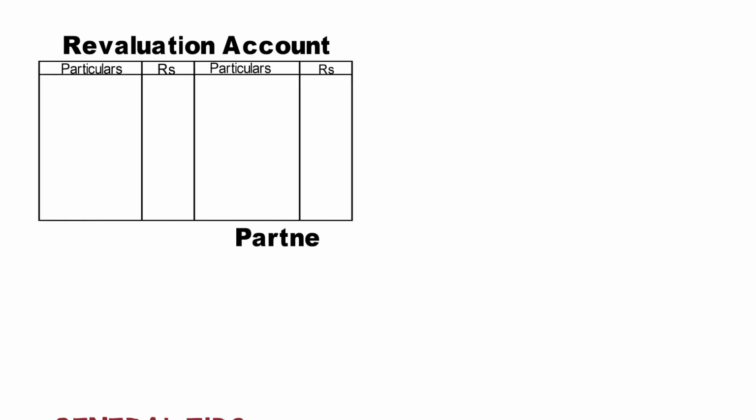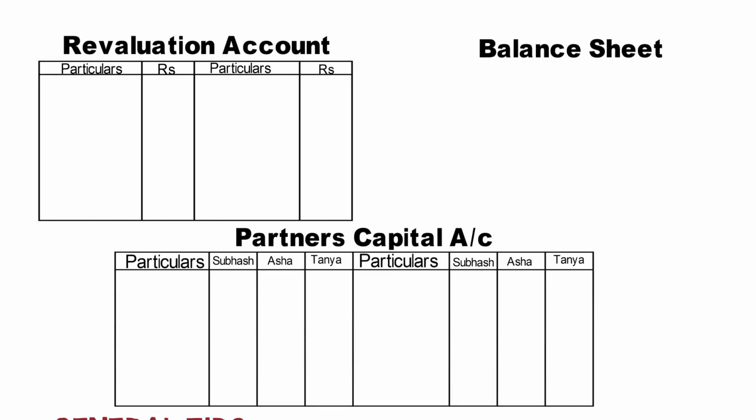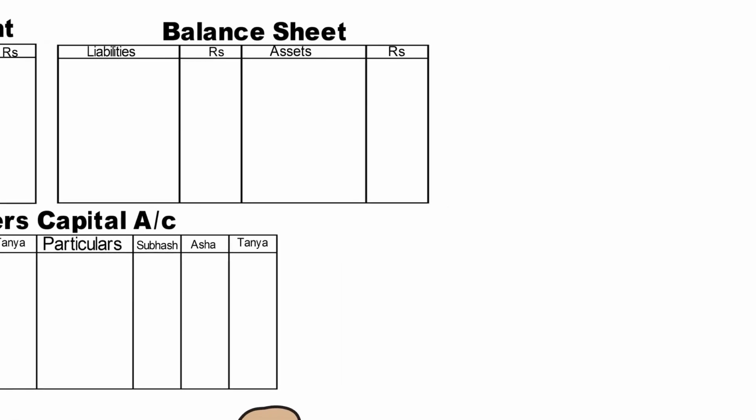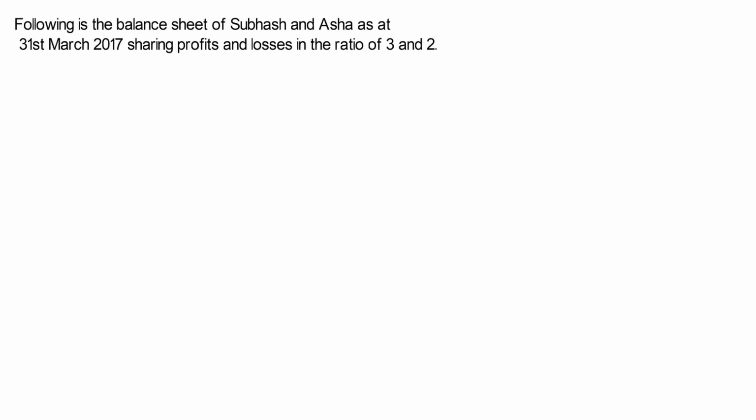Before starting the answer, always make the formats first. In the main questions of admission of a partner, always start with revaluation account, then partner's capital account and then the balance sheet. After the balance sheet, give all your working notes. Remember that working notes can come either at the beginning of the answer or at the end of the answer, but it should never come between revaluation account and the balance sheet.